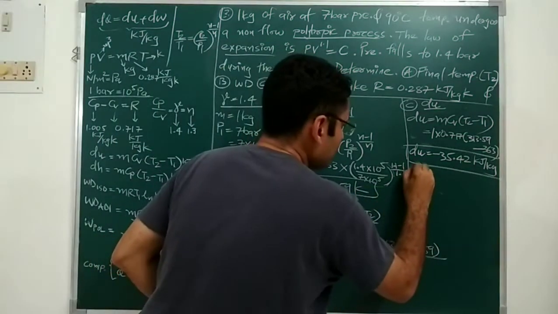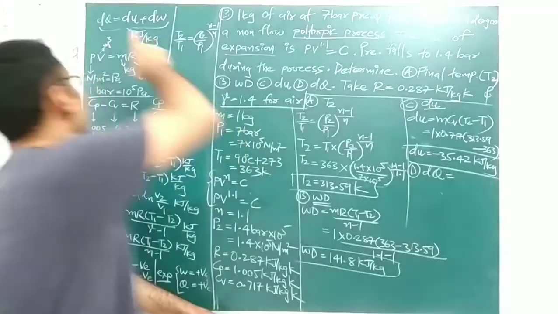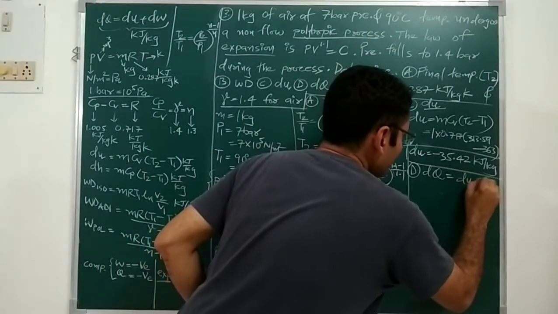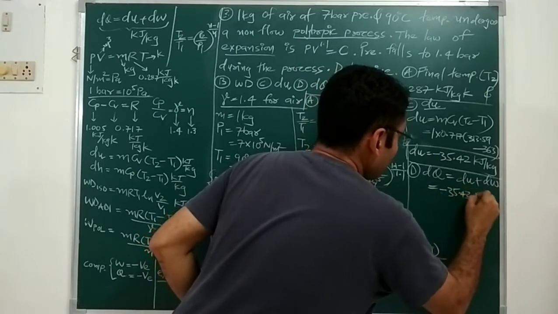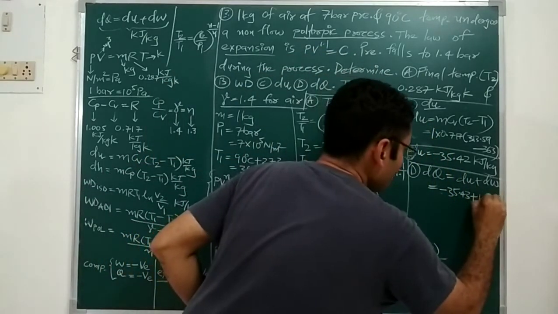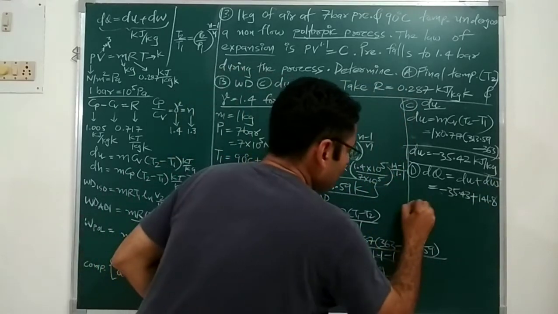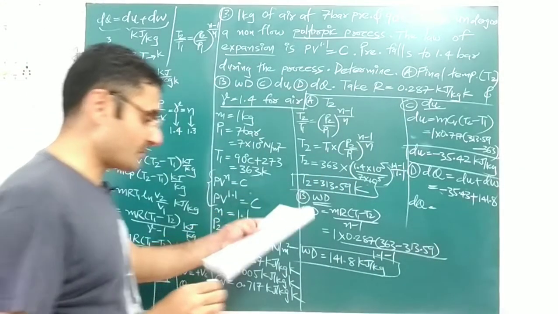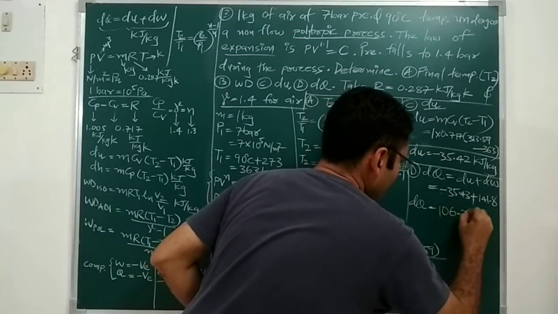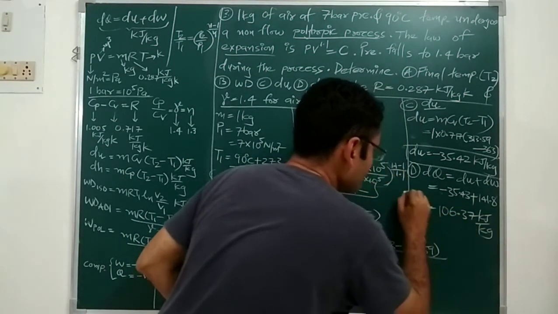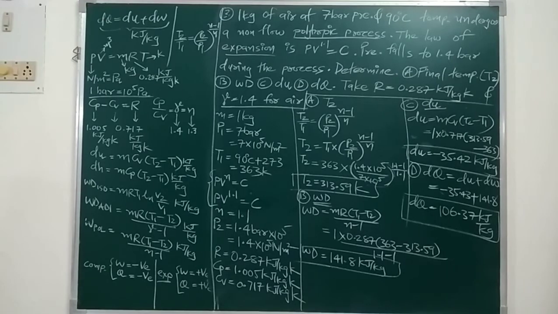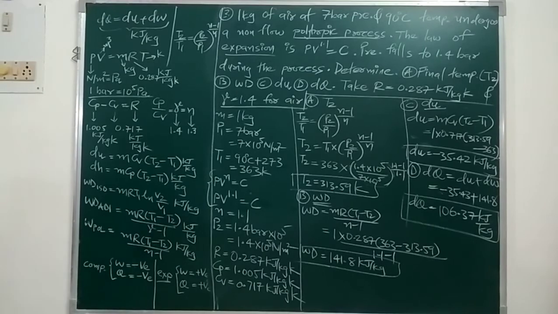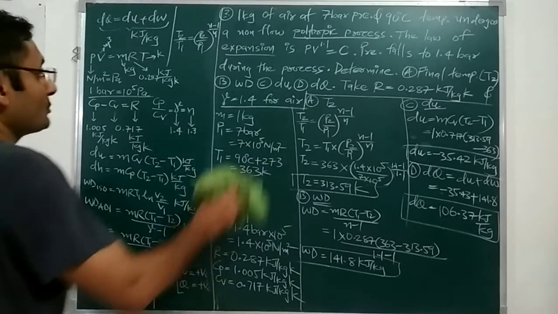And last is d. D is what? Heat transfer. So dq is equal to what? If you want to find dq, it is du plus dw. Now du you have calculated, minus 35.43, plus the work done you have calculated, 141.8. So the final answer for dq will be 106.37, which is positive. So for expansion, dq and dw, both answers are positive. Now quickly note it down because I am going to rub this. I hope you have noted it down, or you can pause this and note it down.